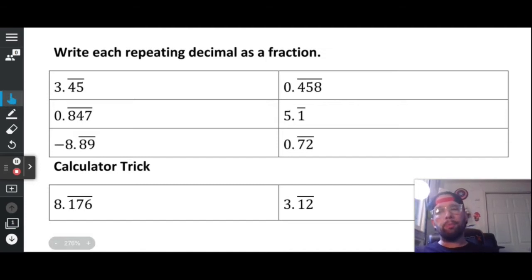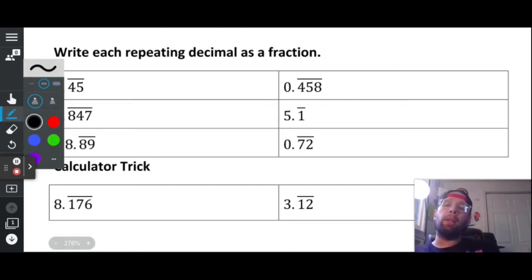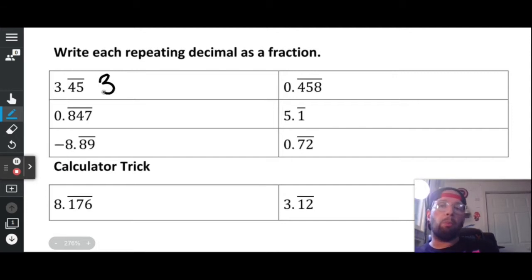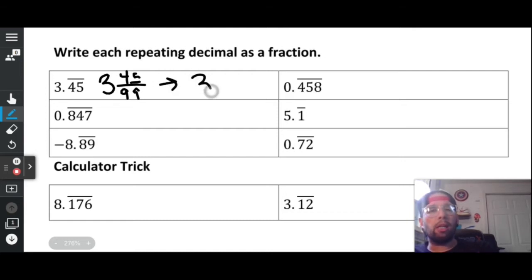So, for example, 0.45 repeating is 2 digits. So I'm going to put the big 3 there because it's there. 0.45 repeating is 2 digits, so I'm going to put 45 over 99. Now, here's what you have to remember. You have to look at that and say, can I simplify that any further? Sure, I can. 45 and 99 are both divisible by 9. So this becomes 3 and 5/11ths. But the key thing is however many numbers repeat, that's how many 9s you put it over.